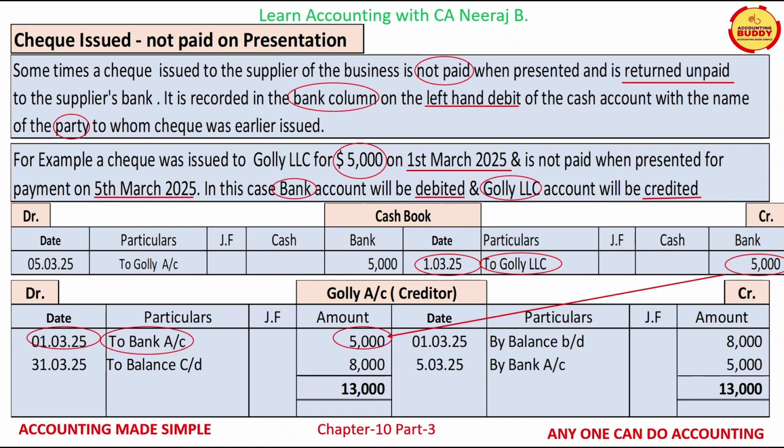Now when the check issued on 1st of March 25 is not paid when presented on 5th of March 25, an entry for $5,000 is passed on 5th of March 25 in the bank column on the left hand debit side of the cash book by writing the words to Goli's account. The corresponding entry of $5,000 is posted on 5th of March on the credit side of Goli's account by writing the words by bank account.